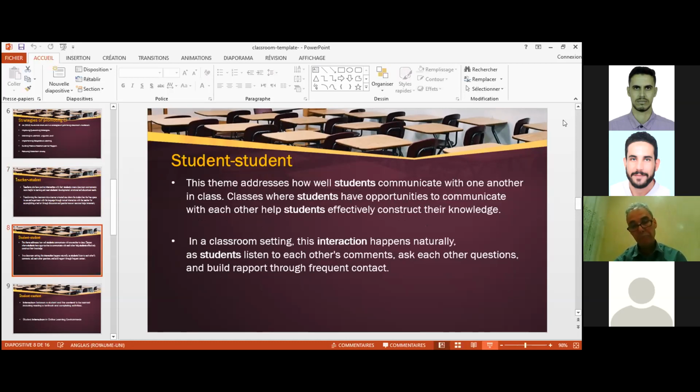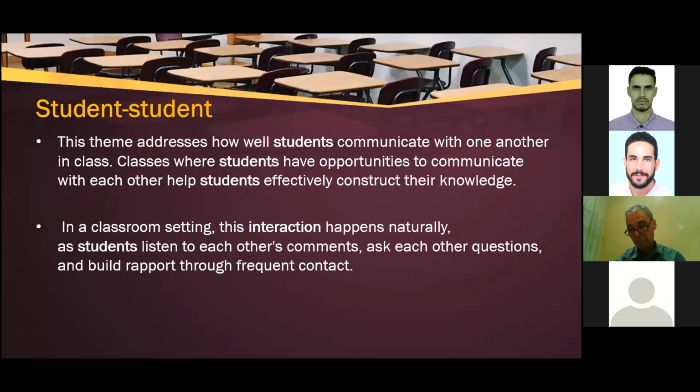And then we have the student-student interaction, which means how well students communicate with one another in a class. Classes where students have opportunities to communicate with each other help students effectively construct their knowledge. In a classroom setting, this interaction happens naturally as students listen to each other's comments and ask each other questions and build rapport through frequent contact.